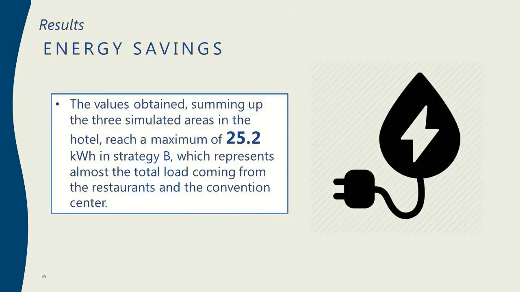The values obtained, summing up the 3 simulated areas in the hotel, reach a maximum of 25.2 kilowatt-hours in Strategy B, which represents almost the total load coming from the restaurants in the convention center. The results generated are in accordance with other simulations using the same software, as presented and referenced, for enterprises of similar area. The 1-hour demand response period presents approximate values of energy savings.